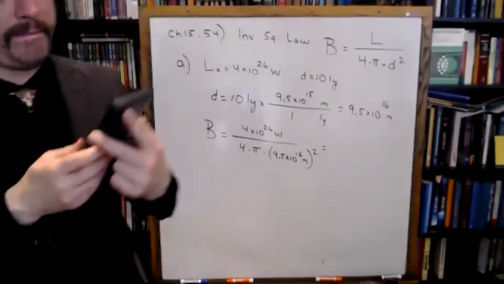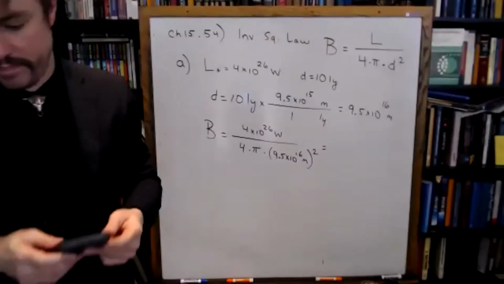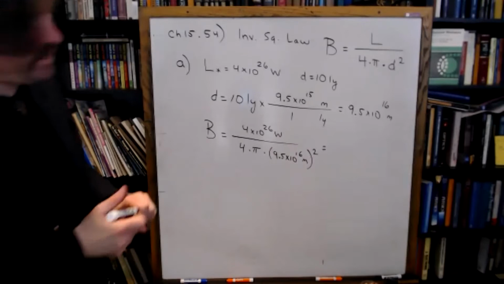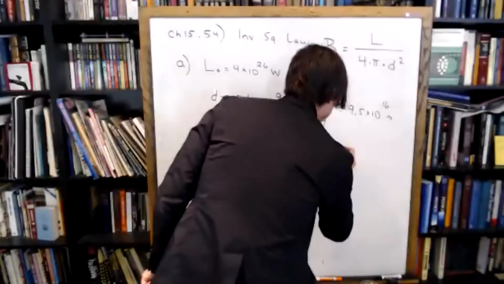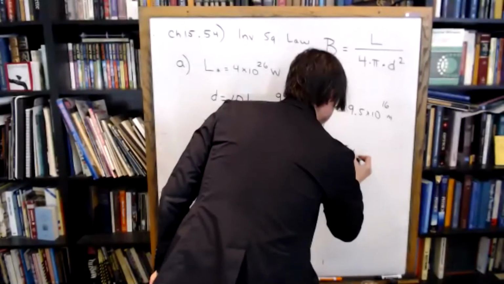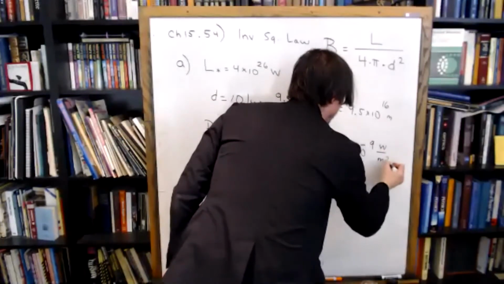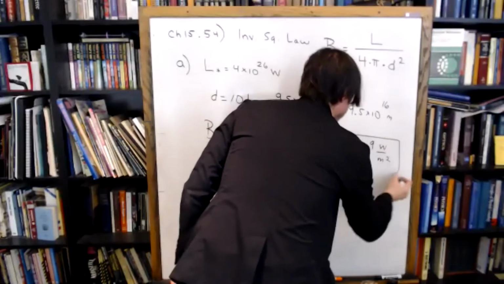What do you get? 3.5 times 10 to the negative 9th. Units? Watts per meter squared. Excellent. Let's box that because that's a classy move.